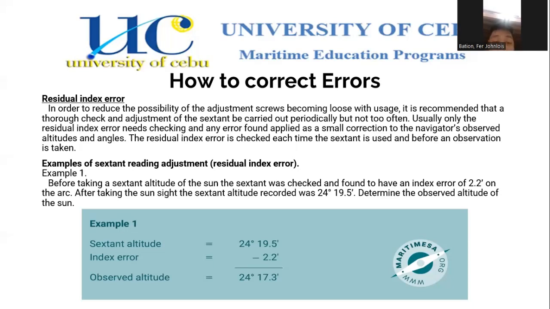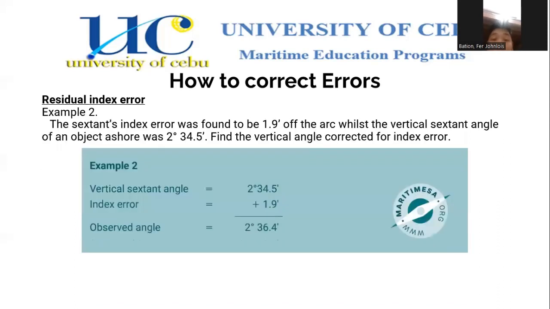Example number 1. Before taking a sextant altitude of the sun, the sextant was checked and found to have an index error of 2.2 minutes on the arc. After taking the sun sight, the sextant altitude recorded was 24 degrees 19.5 minutes. Determine the observed altitude of the sun. So sextant altitude is equal to 24 degrees 19.5 minutes, and the index error is negative 2.2 minutes. So the observed altitude is 24 degrees 17.3 minutes. Next slide, please.